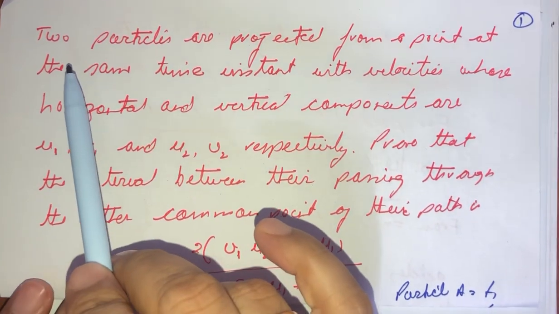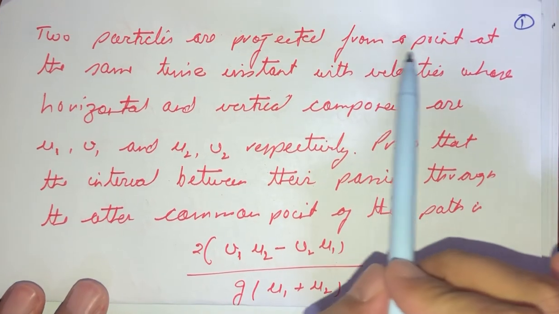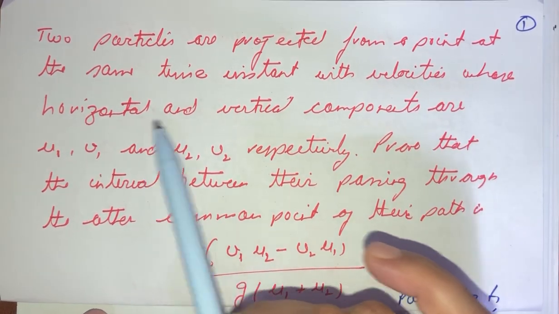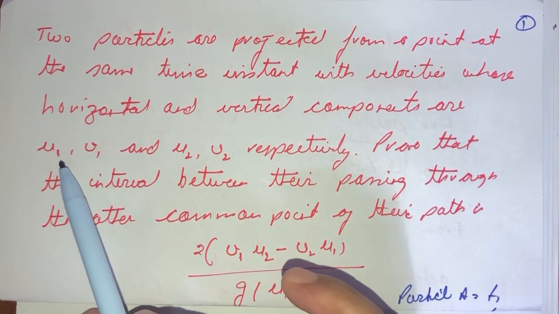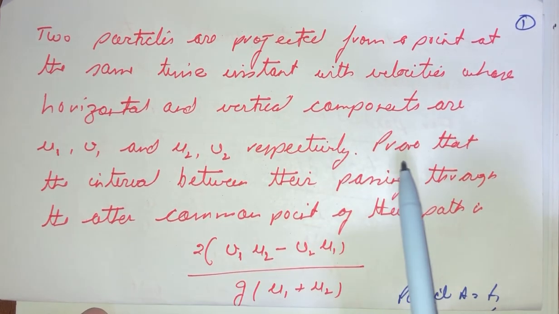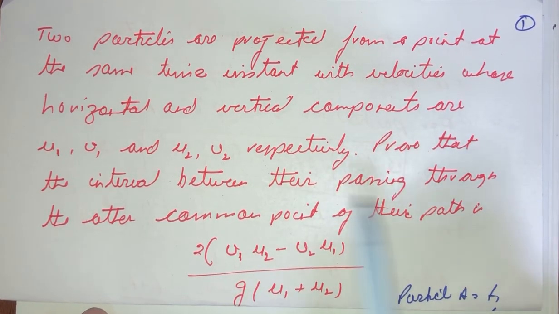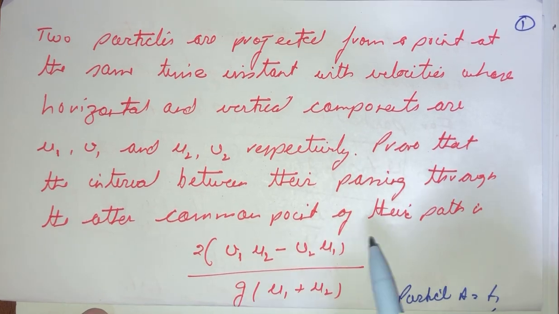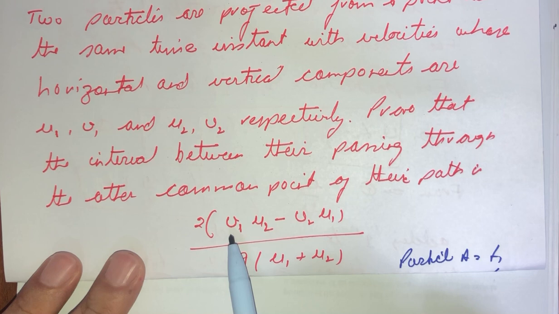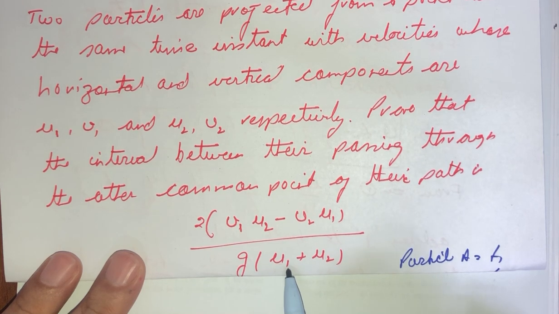This is a very interesting question. Two particles are projected from a point at the same time instant with the velocities whose horizontal and vertical components are u1, v1 and u2, v2 respectively. Prove that the interval between their passing through the other common point of their path is given by 2(u1 v2 - u2 v1)... divided by g times (u1 + u2).